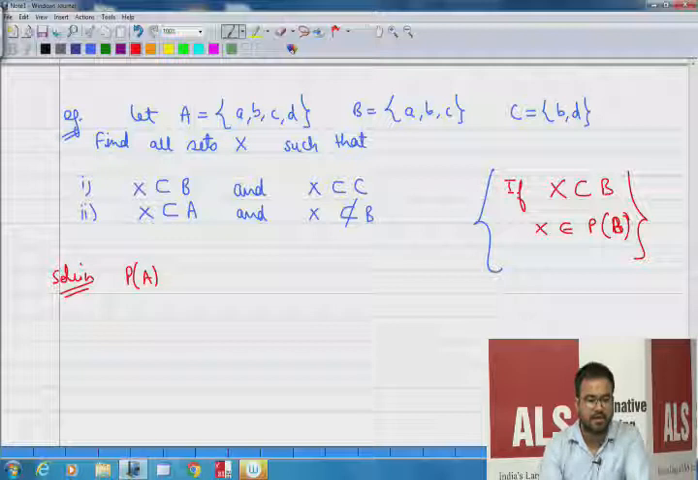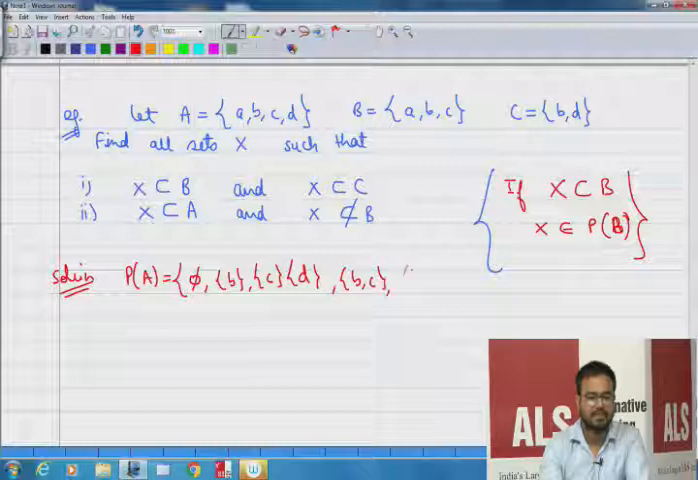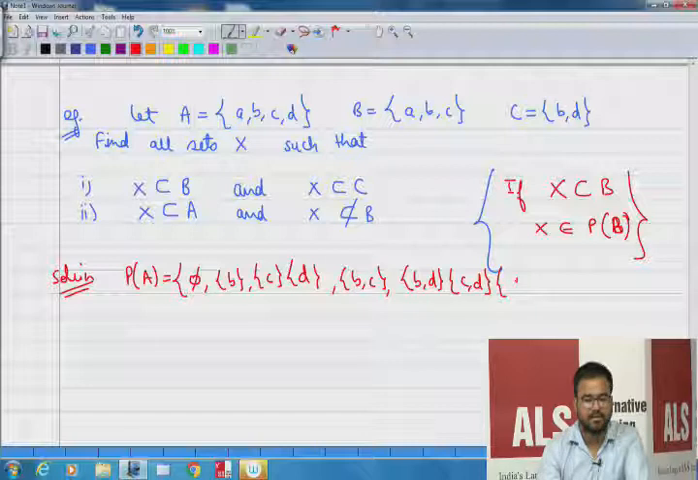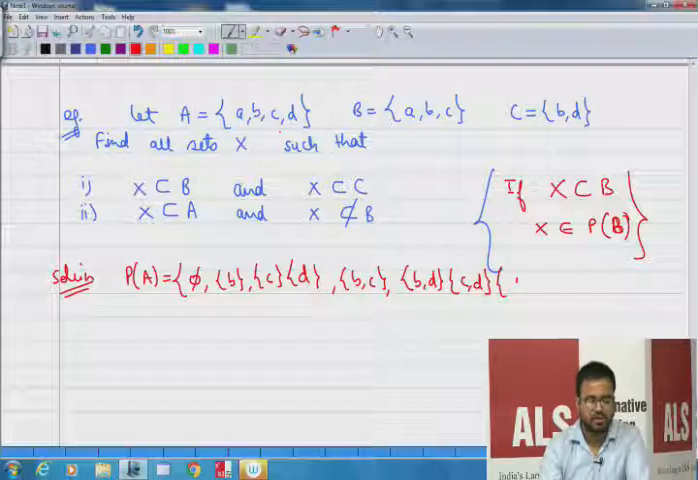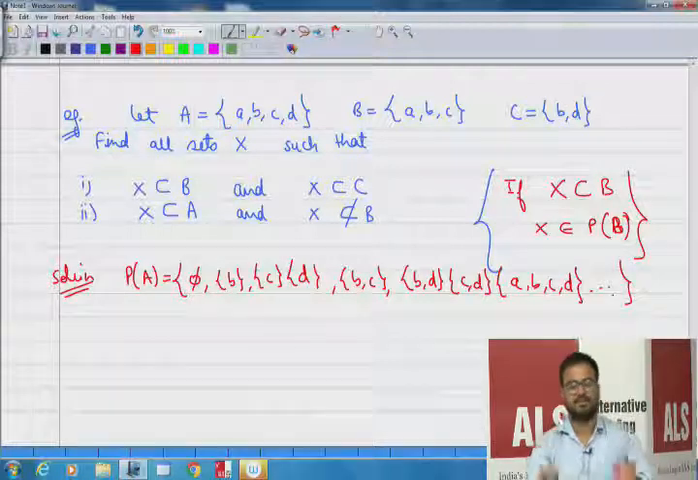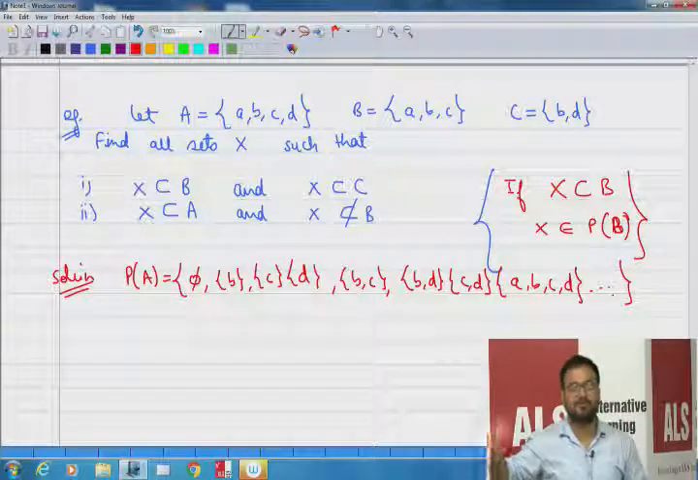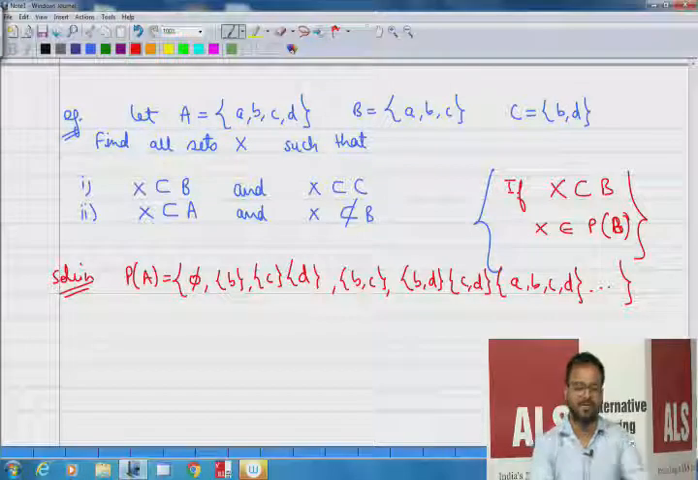So power set of A will be phi, then B, then C, then D, BC, BD, CD, and A is also left over there. It will be so many things because 4 elements are there. No need to write all of them, just memorize this: 4 elements means 2 power 4, 16 subsets. So I am not writing all of them.